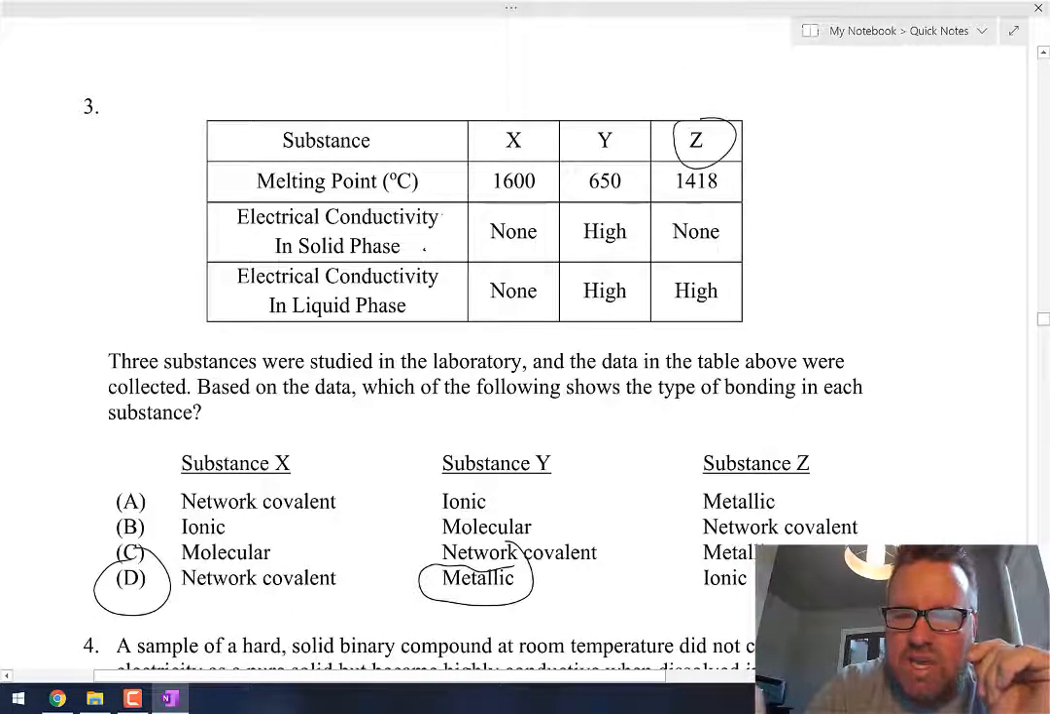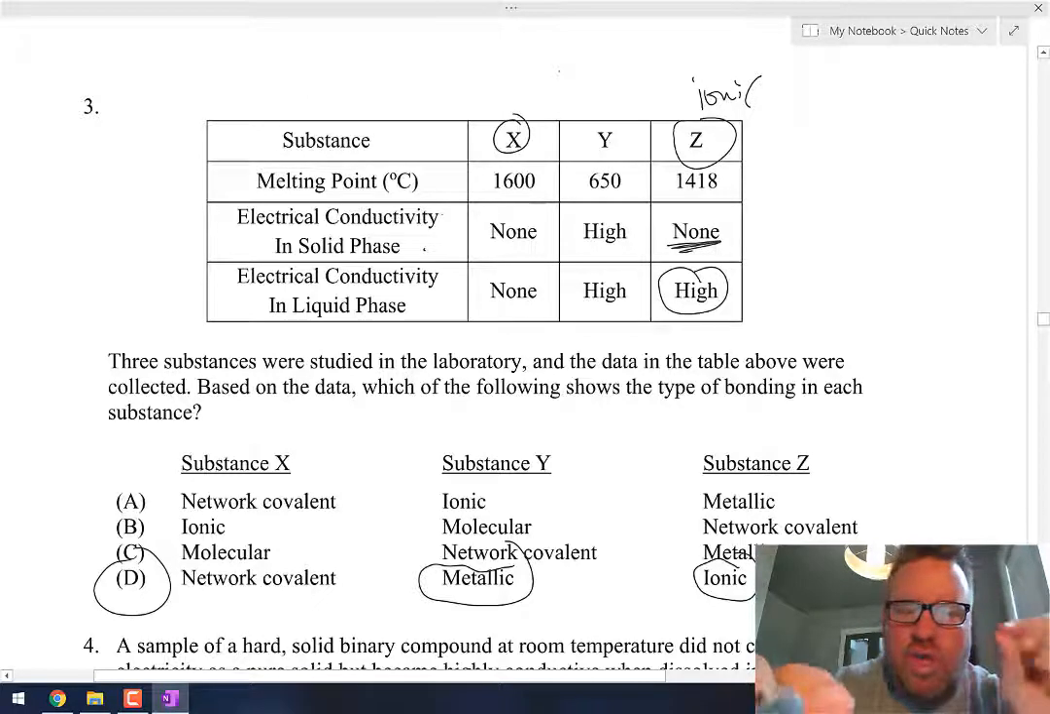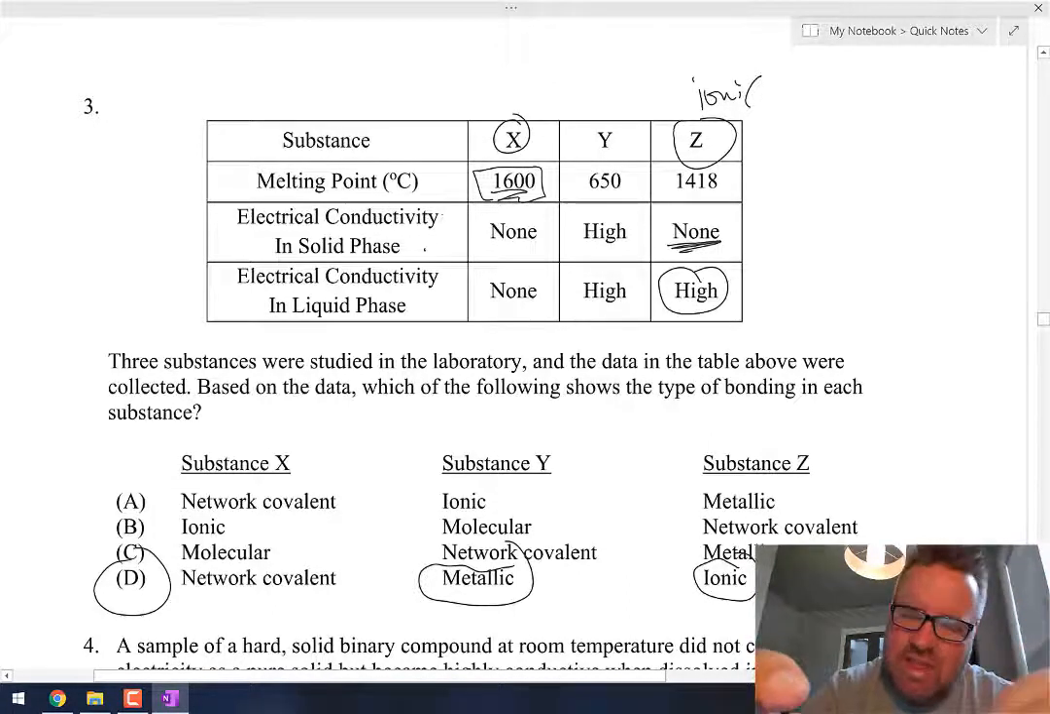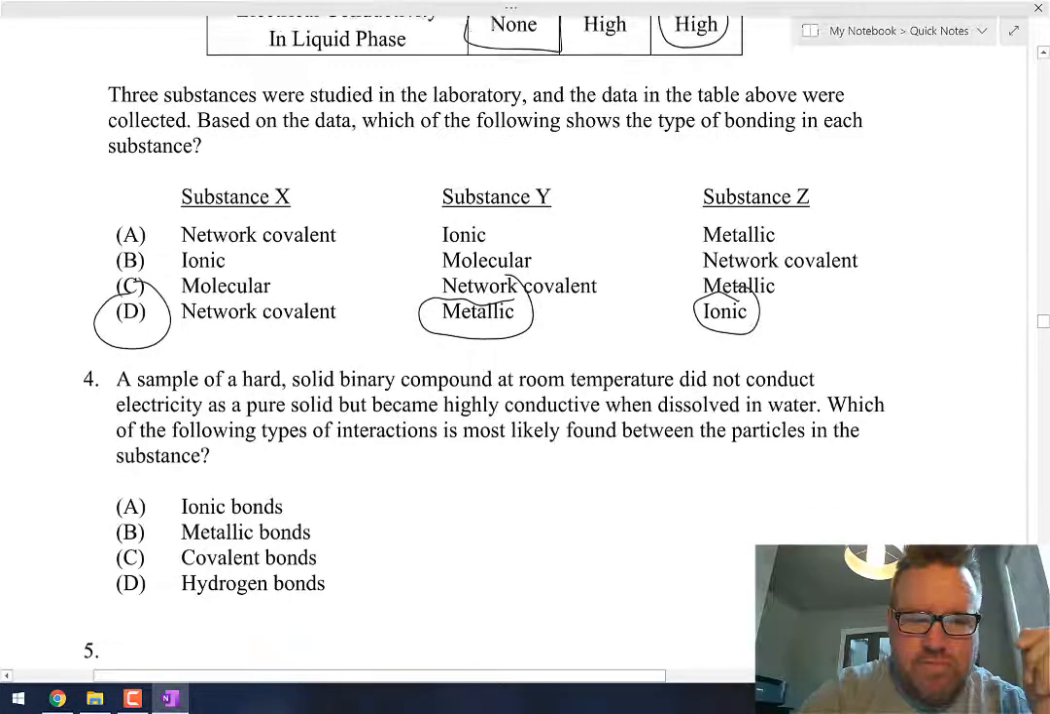How do we know what Z is? It doesn't conduct electricity as a solid, but it does when it's in the liquid form. That again is ionic, so that has to be Z. And then X could be covalent or it could be network covalent. But notice that covalent is not one of our choices. And the super duper high melting point kind of gives it away that it's a network covalent one, and it doesn't conduct electricity at all. So X has to be network covalent.